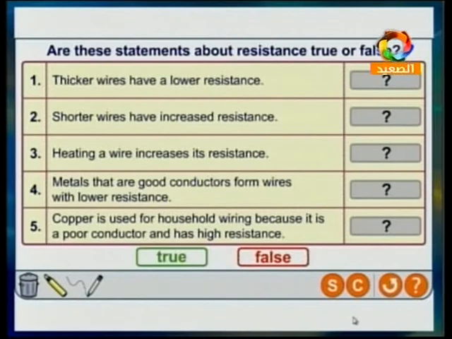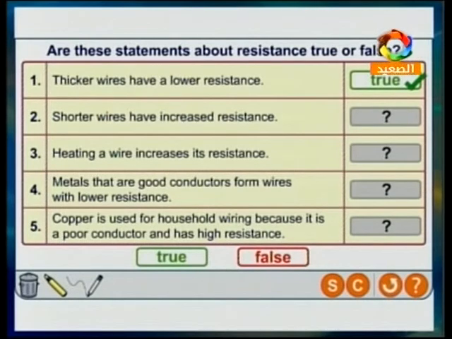Now we have some exercises about our lesson. Are these statements about resistance true or false? Here we have the first one: thicker wires have lower resistance. Is it right or wrong? Thick wire has low resistance. It's true. Yes, this is correct.